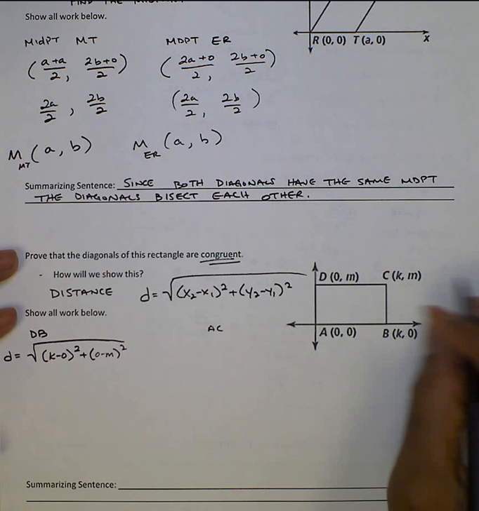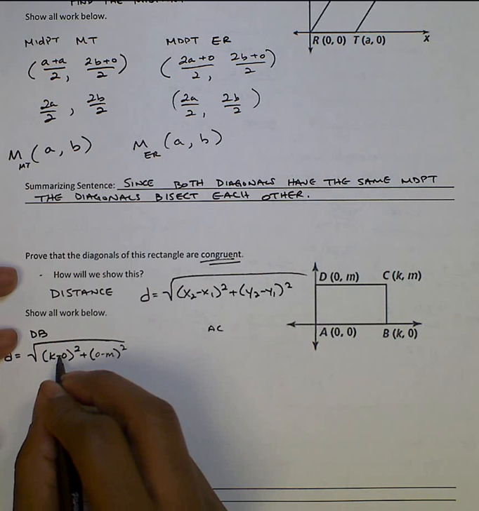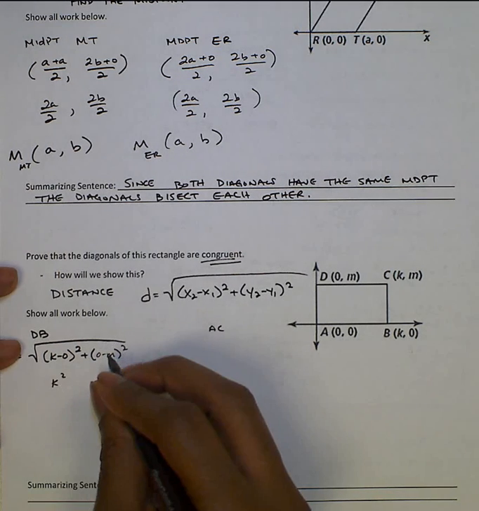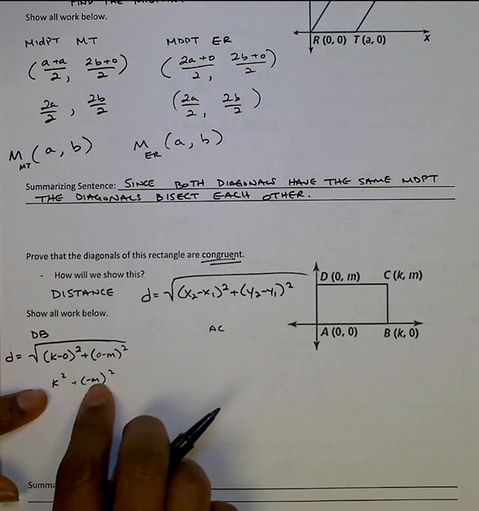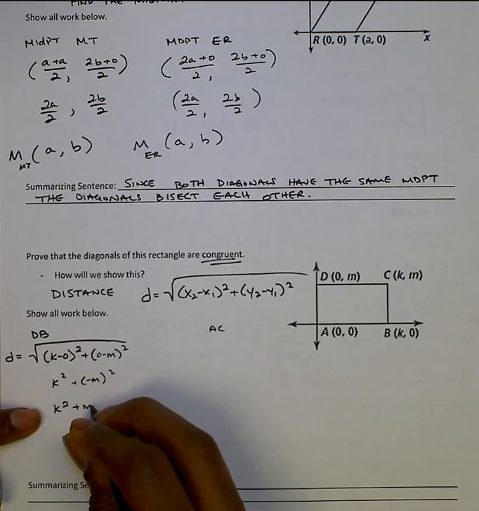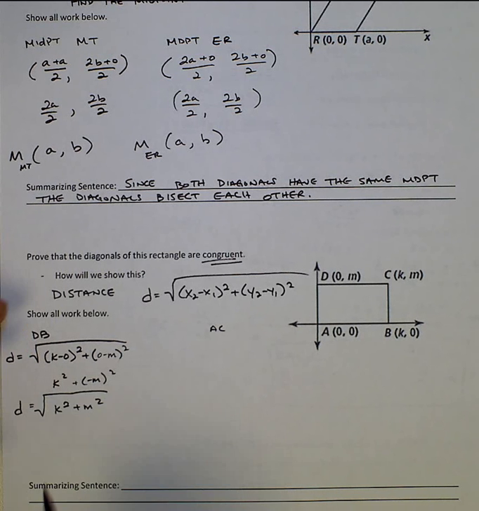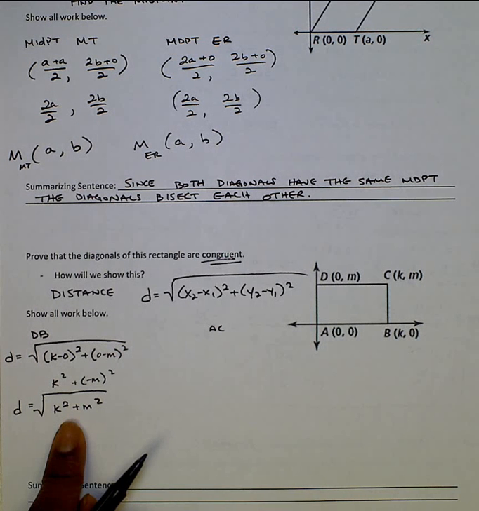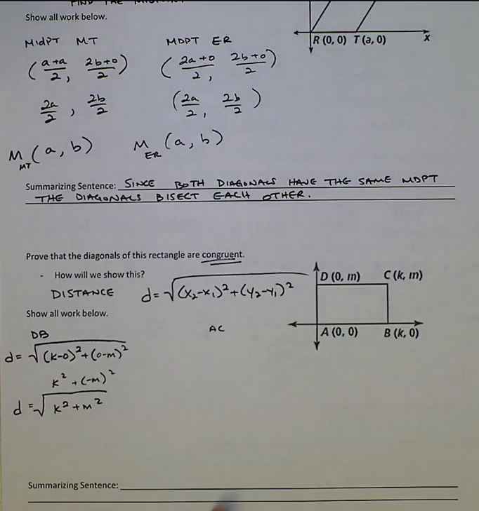Then you can go through and do this. Notice here, k minus 0 gives me k squared. This is negative m squared, but anytime I'm squaring a negative number inside parentheses, it just becomes positive anyway. That's why we square it, because it doesn't matter what direction we do. So we found the distance of DB to be the square root of k squared plus m squared. Find the distance of AC, and then give me a summarizing sentence that shows me what you found.